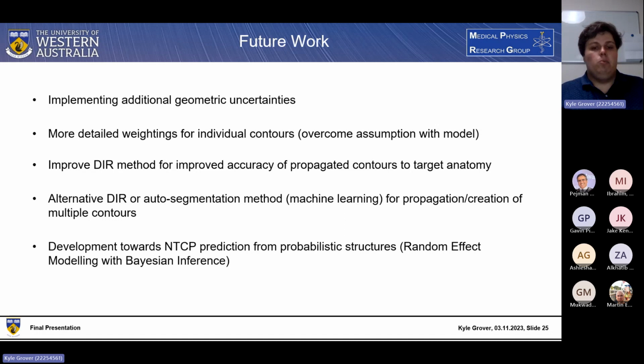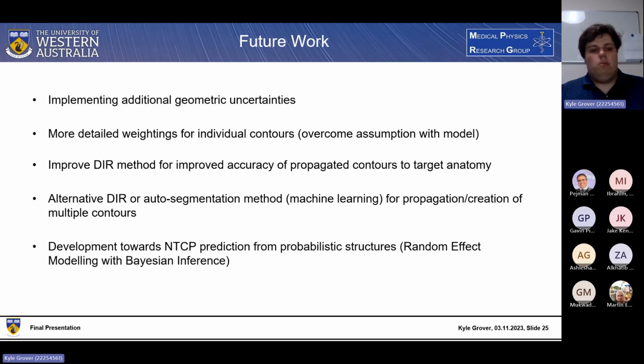As well as this, having more detailed weightings of individual doses, which will be able to overcome the current assumption. So if we had a means of being able to quantify each individual contour and how accurate they are to the true anatomy of the patient, we could have a lot more resolution and a lot more detail in our created probabilistic maps.